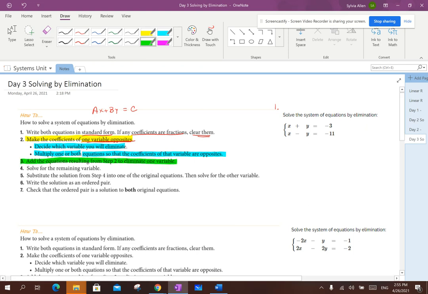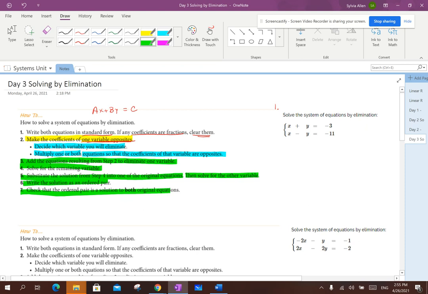And when you do that, you're eliminating a variable. And then that means you are free to solve for the remaining variable. And then we just go back to the original step one, which basically says go back in to your previous equation and then solve for the other variable. Write your solution as an ordered pair, and then we're going to check it.